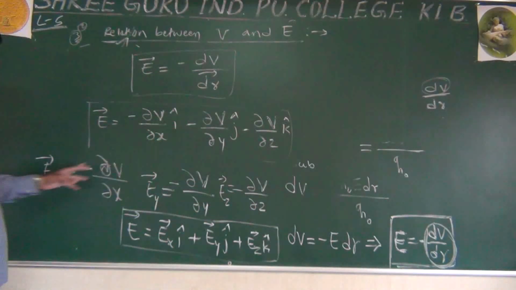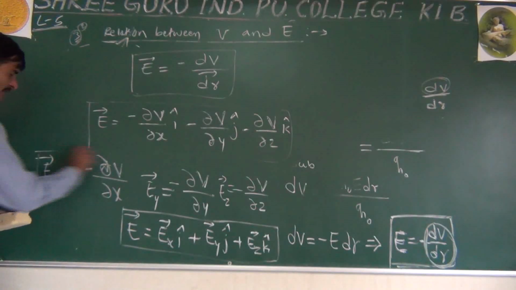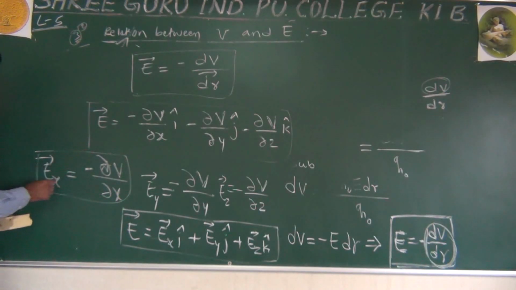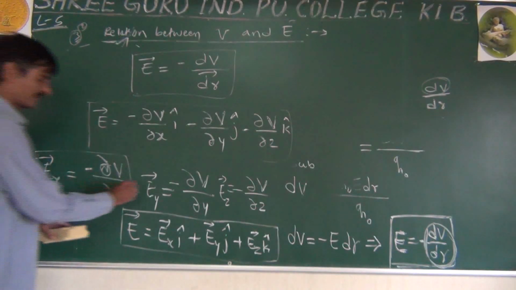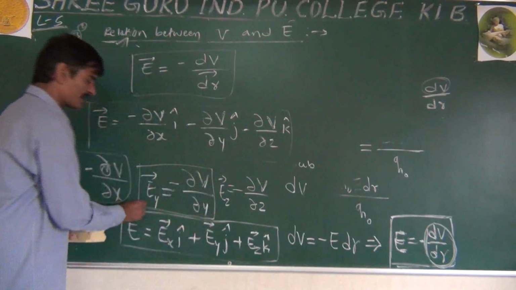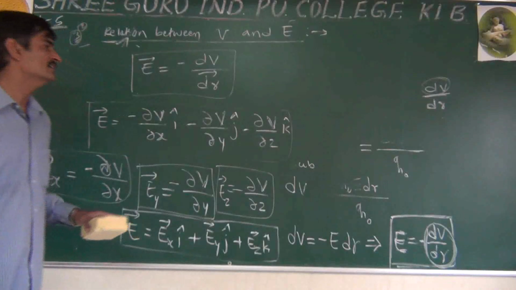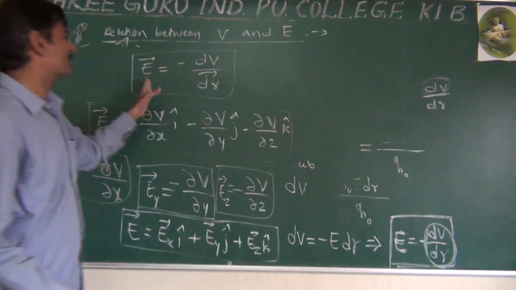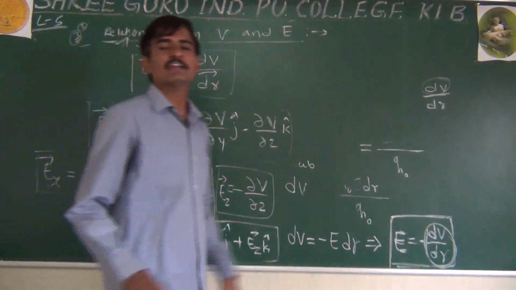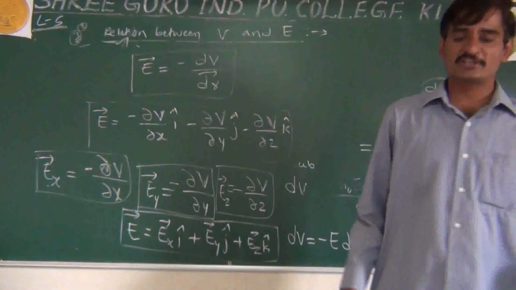Understood? This is a simple way of writing. This is the component of the electric field intensity along the x-axis. This is the component of the electric field intensity along the y-axis. This is the electric field intensity along the z-axis. This is how you can calculate electric field intensity if you know the electric potential.